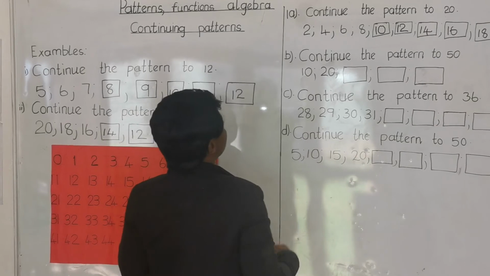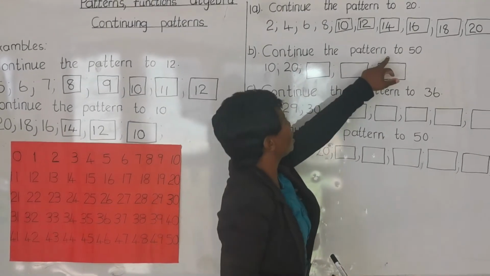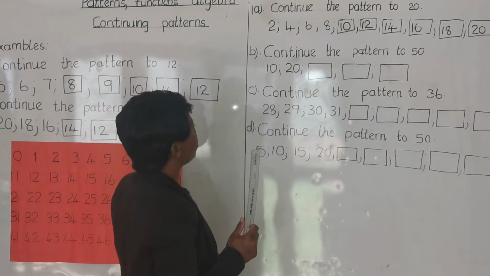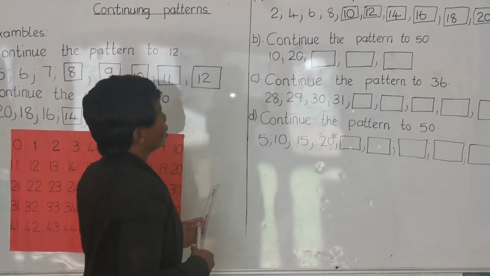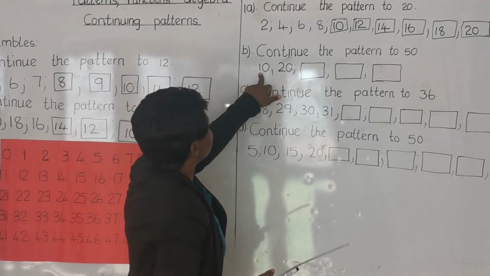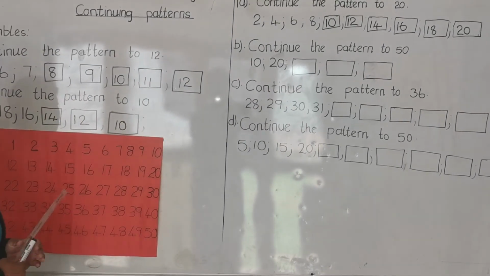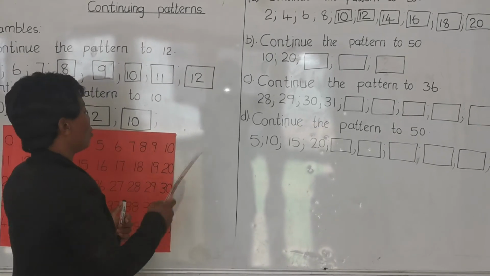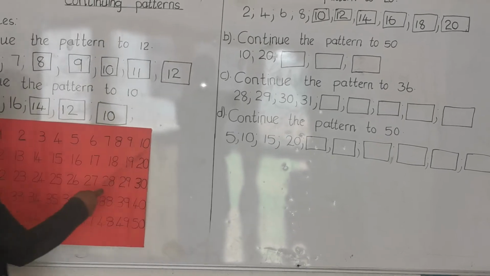Okay, let's solve B together. B says continue the pattern to 50. Now let's look at the numbers. You must look at the first number and the second number. That's how you will see how the pattern is going. Now from 10 we go on to 20. It shows us that we are counting in tens. Counting in tens, it means that we are adding 10. So we are going to start from 10 and count 10 more.